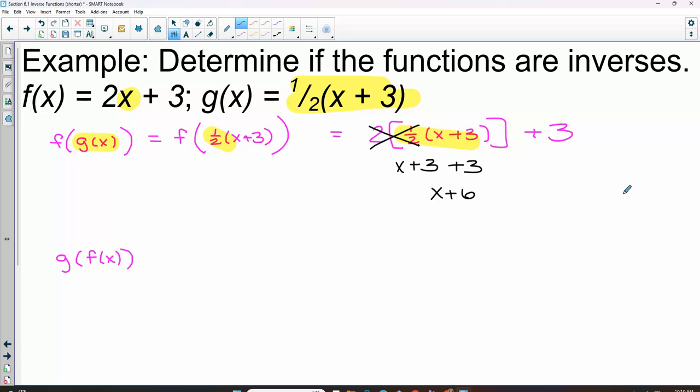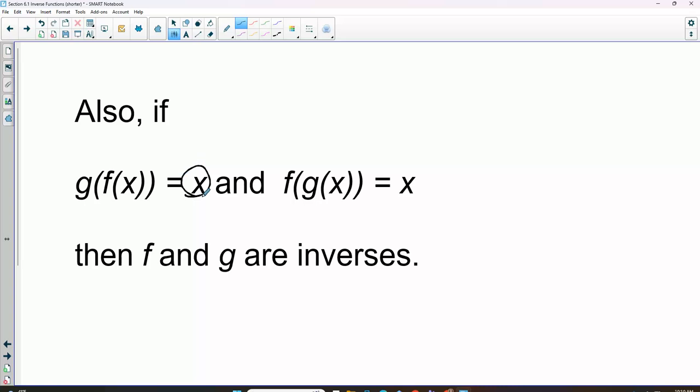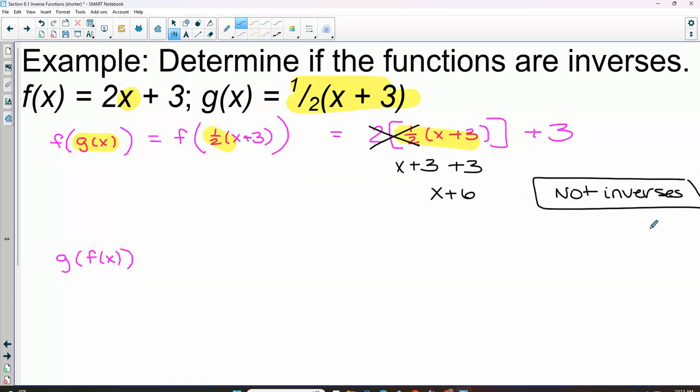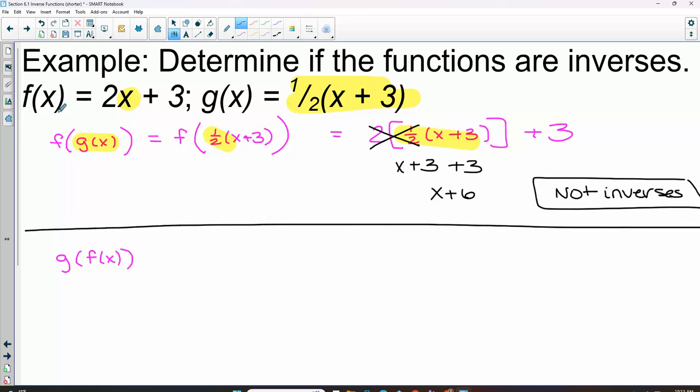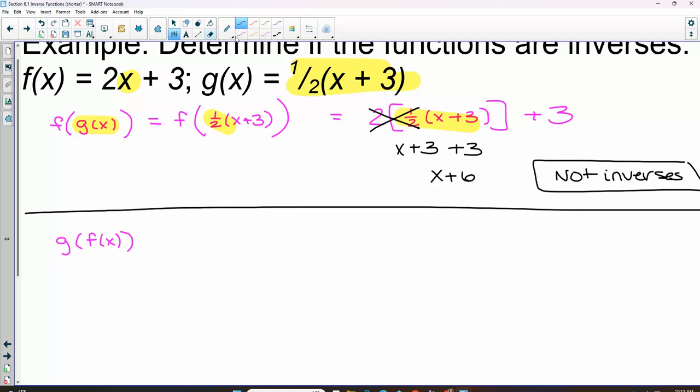So what does that mean? Are they inverses? No. If they're inverses, what should we get out? If they're inverses, we should just get x. We didn't get x, so they're not inverses. So you can stop right there. But I'm going to go ahead and show the other one just because a few of you were looking at me like I was crazy when I was doing this composition. And I want to make sure you understand. So if one of them doesn't work out, you don't have to finish. You could just stop right there and say they're not inverses.